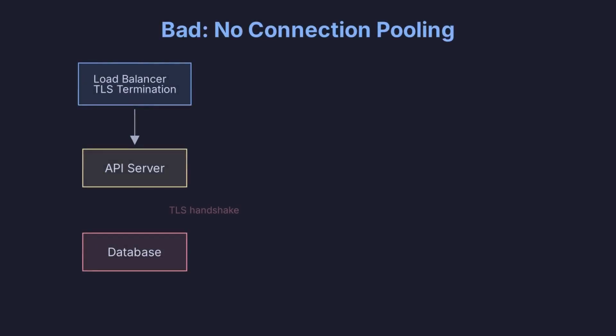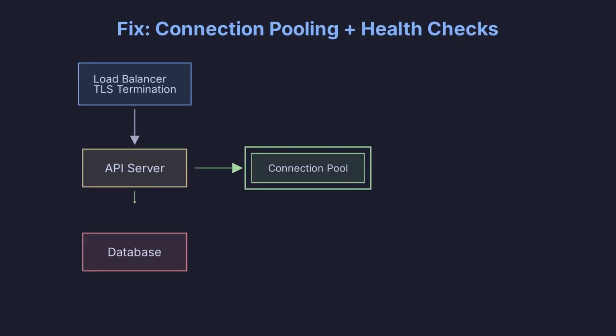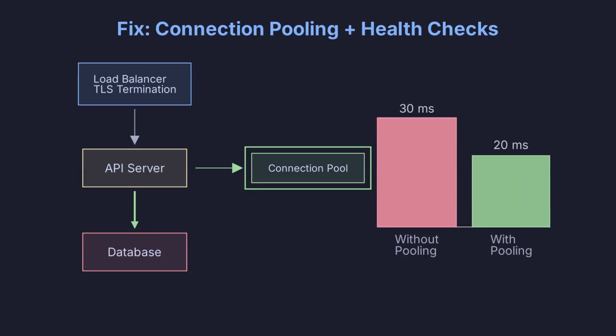Imagine a typical production setup. A load balancer terminates TLS, and an API server behind it queries a database. If that service opens a new TLS connection to the database for every query, no pooling, you add a complete handshake to every database call. With a 5 millisecond intra-data center RTT, that's still 10 extra milliseconds per query, enough to turn a 20 millisecond average into a 30 millisecond one. The fix: always keep persistent connection pools with health checks and proper idle timeout configuration.